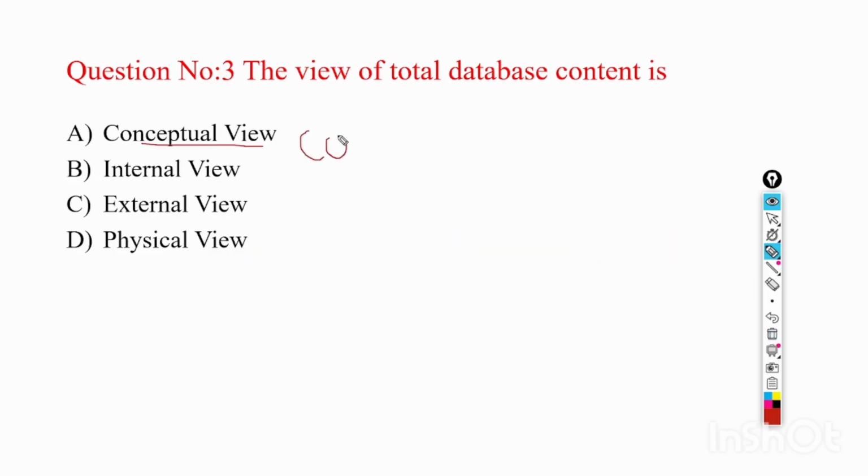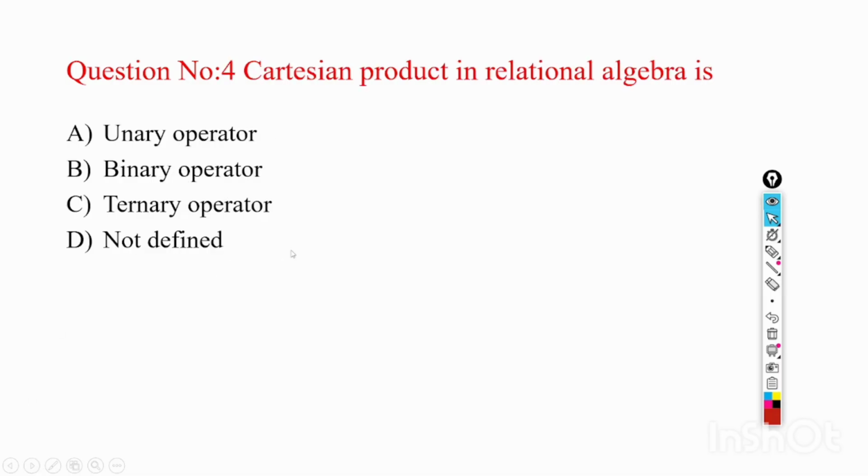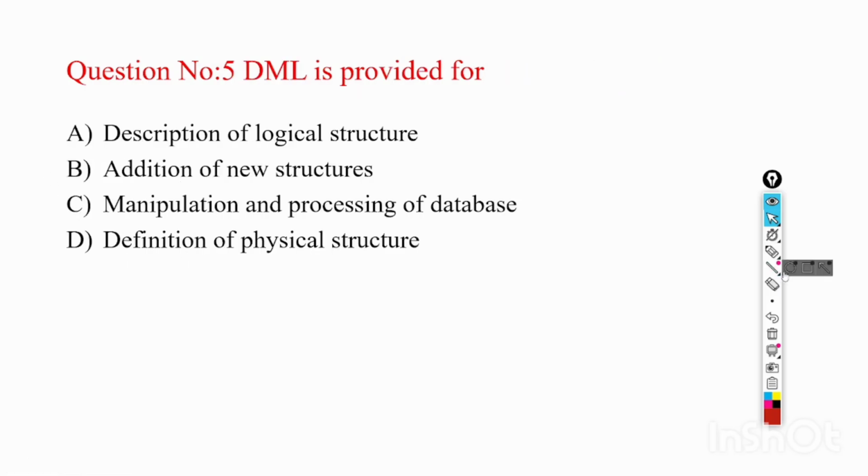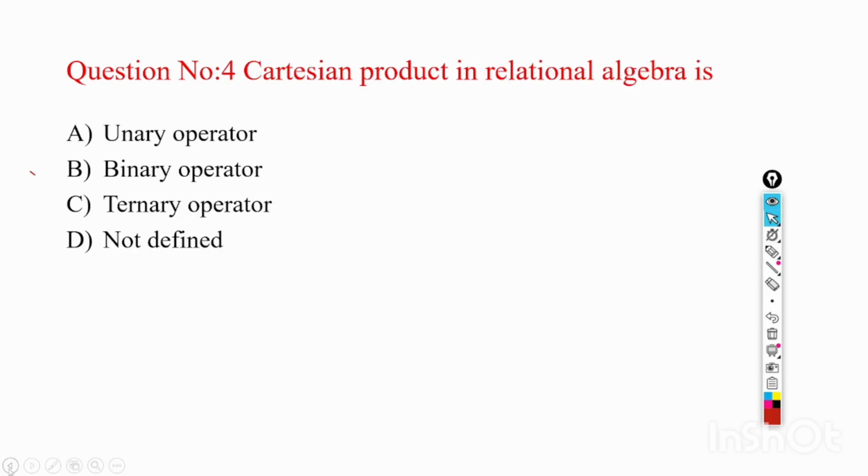Users only see the data from the outside; they do not see the inside of the data. So what is the physical view? The physical view explains how data is physically stored in memory. It deals only with the storage details, internally how data is stored in memory. So simply, the complete database view we call the conceptual view. Okay, moving to question number 3.